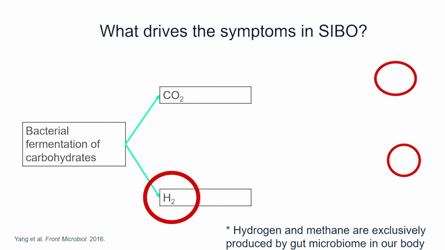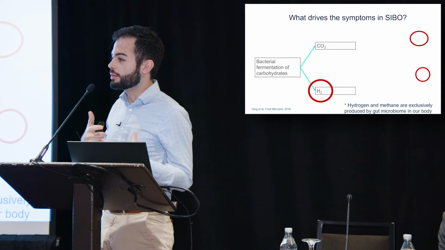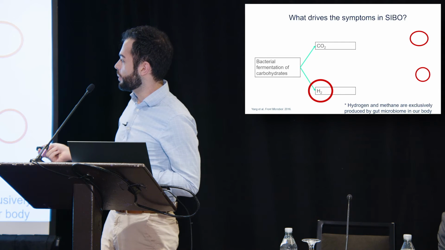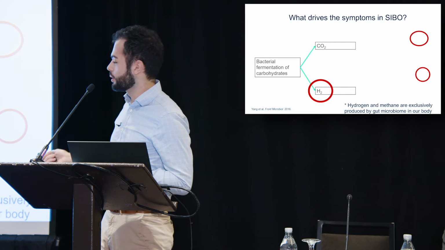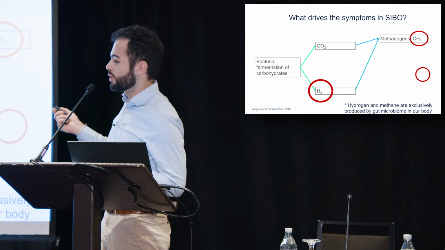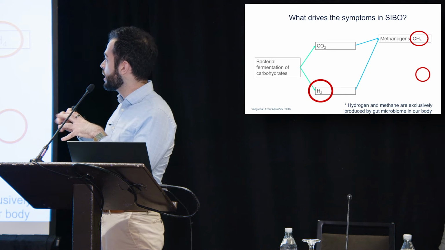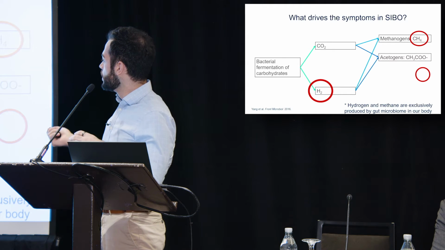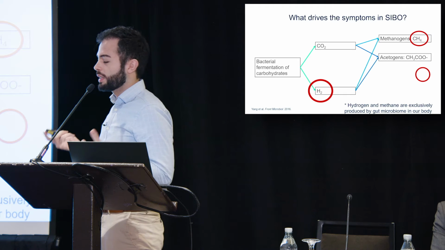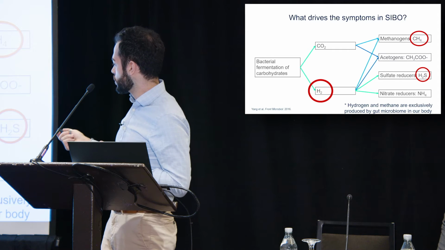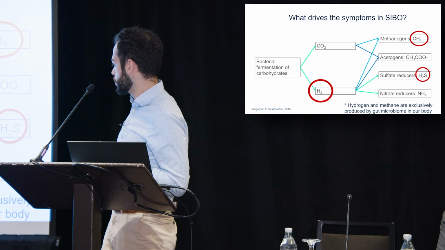So what drives the symptoms in SIBO? Bacterial fermentation of carbohydrates. So you eat carbs, right? You eat a piece of bread, you eat some rice, and then you have fermentation into carbon dioxide and hydrogen. And then some of the methanogens, the specific subgroup of archaea in your gut, can produce methane. Some acetogens, which is another group of bacteria, can produce acetate. And then sulfate reducers can produce hydrogen sulfide, and then some can produce ammonia.